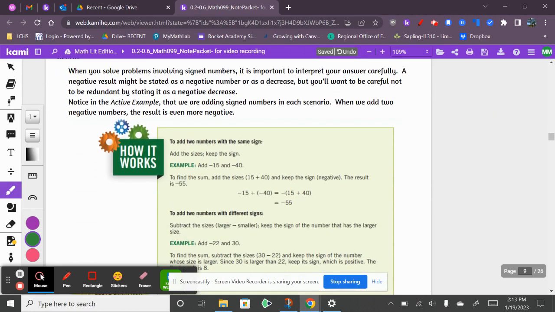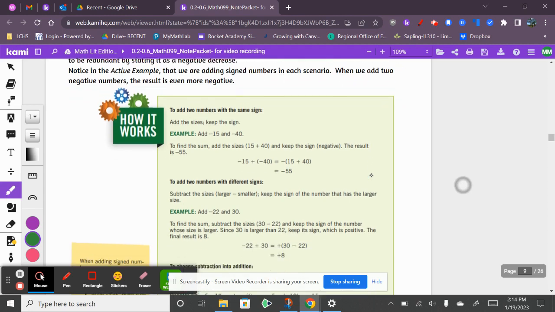When solving problems involving signed numbers, it's important to interpret your answer carefully. A negative result might be stated as a negative number or as a decrease, but you want to be careful not to be redundant by stating it as a negative decrease. That would just cancel it out.